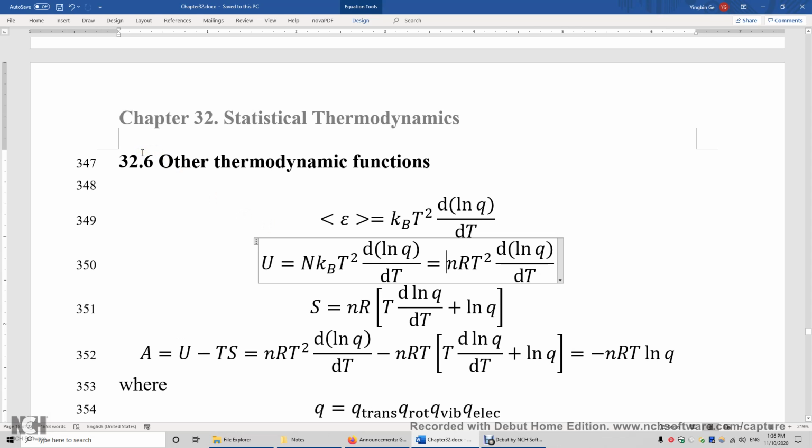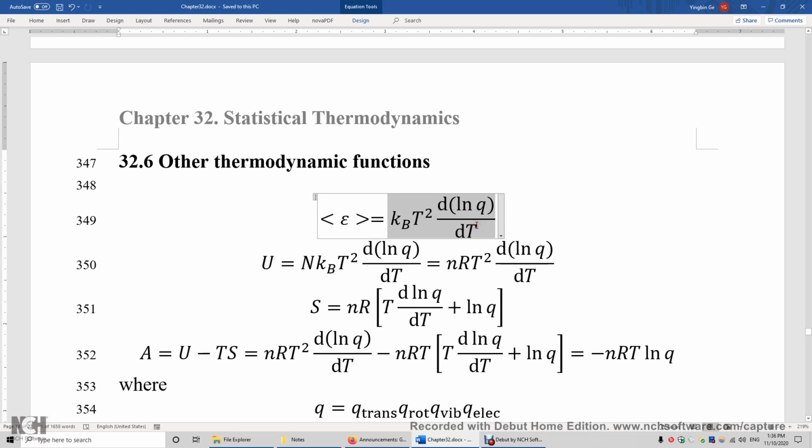Section 32.6, Other Thermodynamic Functions. In this section, we'll talk about the Helmholtz free energy, pressure, enthalpy, and Gibbs energy.